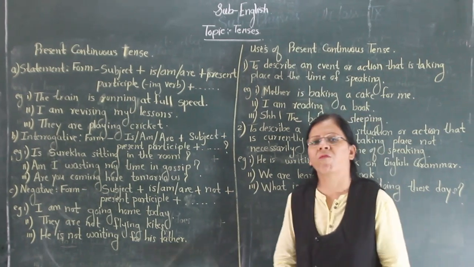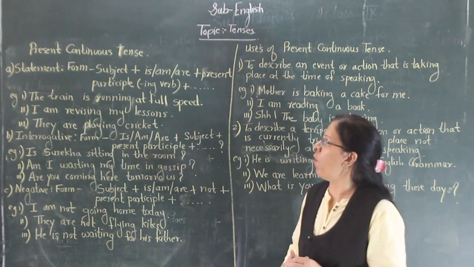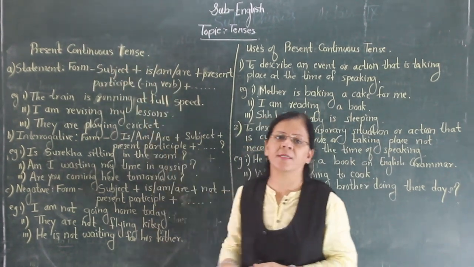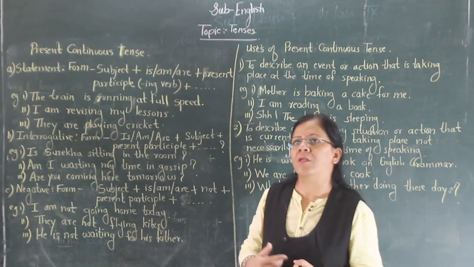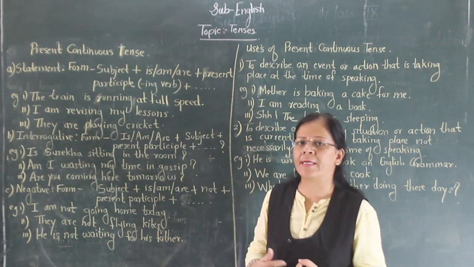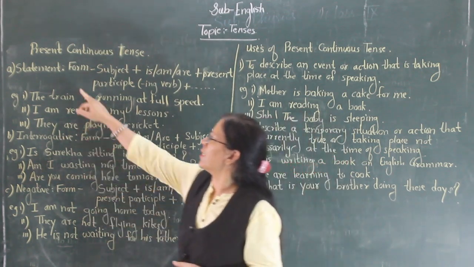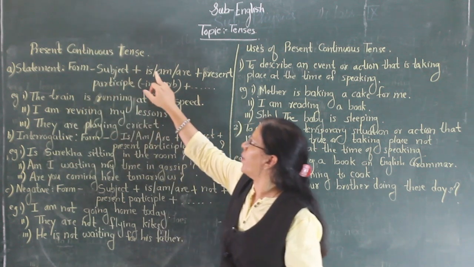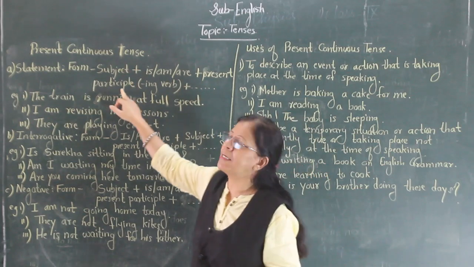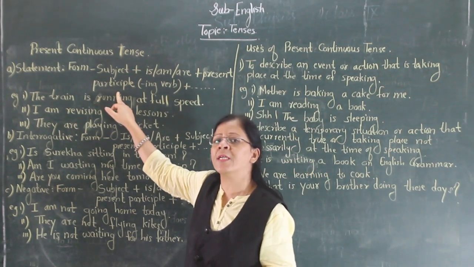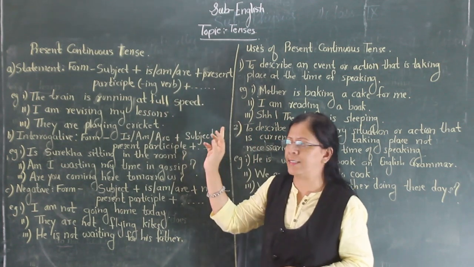Now we have seen the form and use of simple present tense. Now let's see the form of present continuous tense. So here also we have three forms, that is statement, interrogative and negative. So let's see one by one with examples. So statement, the form is subject plus is, am or are plus present participle. Present participle means the ing form of the verb, plus the remaining part of the sentence.